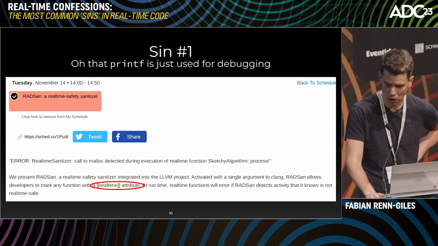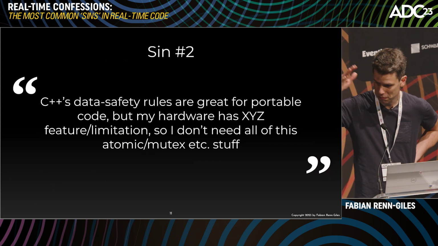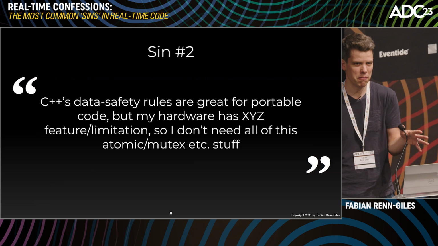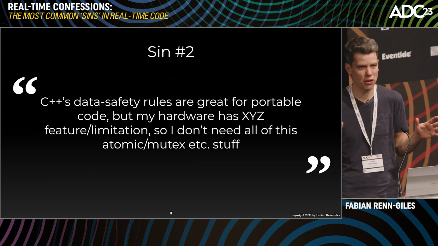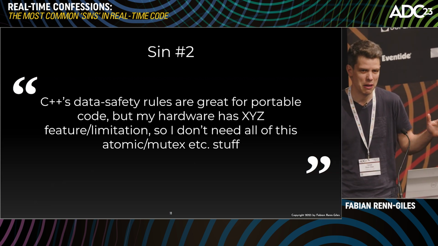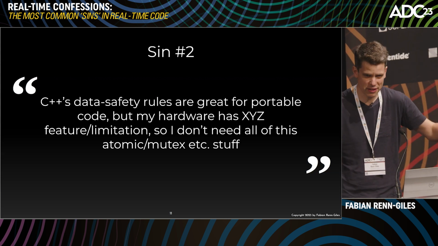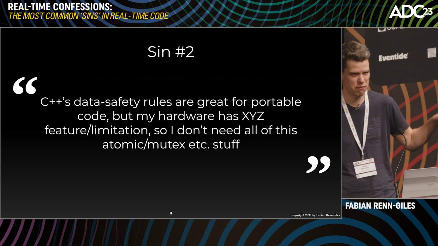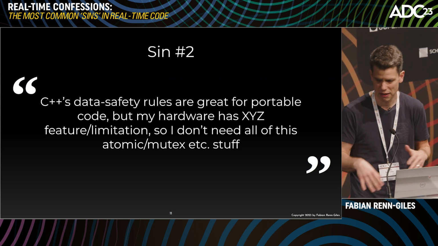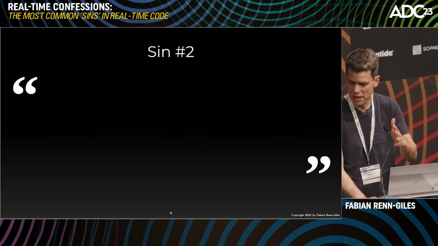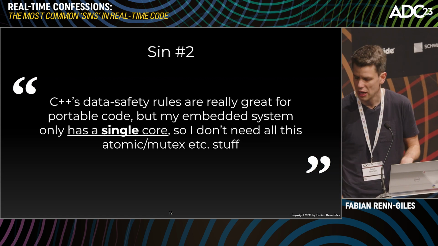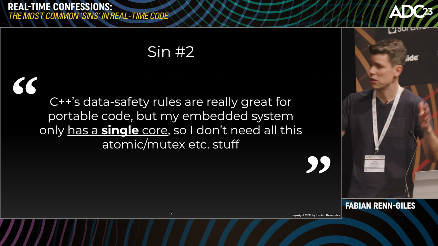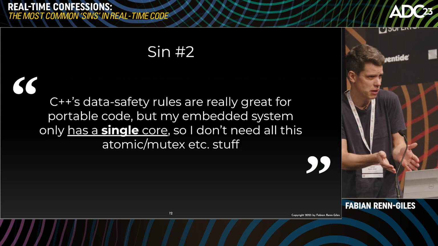I talk a lot about real time, both in public talks and at companies. And so often people come to me after the talk and say, really great talk, but all that is not necessary for my machine, because the machine I'm running on has this feature or this limitation. One concrete variant of this: I worked for a company that had an embedded system. They had a single core, and they were like, we don't need all that stuff. We just have a single core.